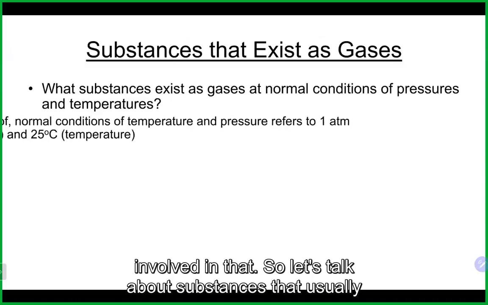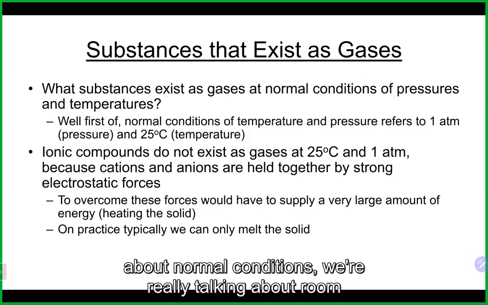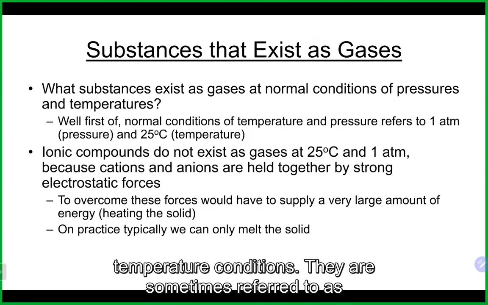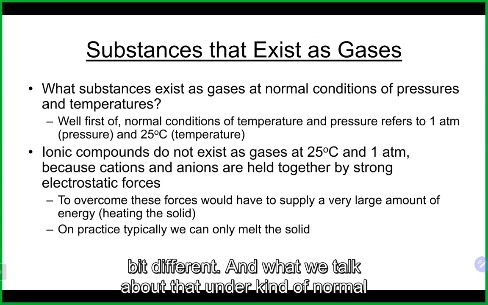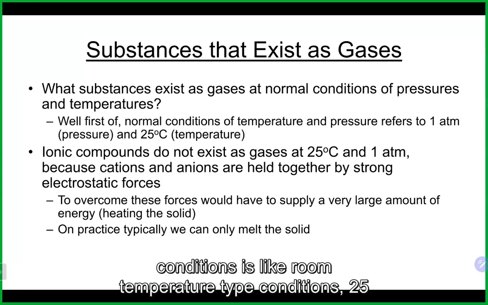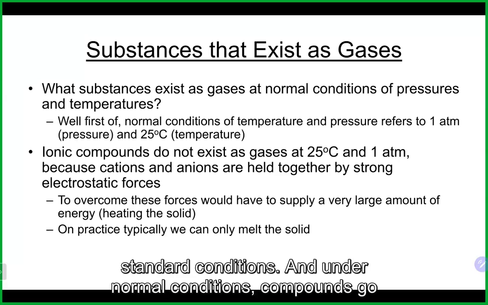So let's talk about substances that usually exist as gases under normal conditions. And when we talk about normal conditions, we're really talking about room temperature conditions. They are sometimes referred to as standard conditions, but not STP. That's something a little bit different. Under normal conditions, we're talking about room temperature, 25 degrees Celsius, pressure is 1 atmosphere. Those are kind of standard conditions.